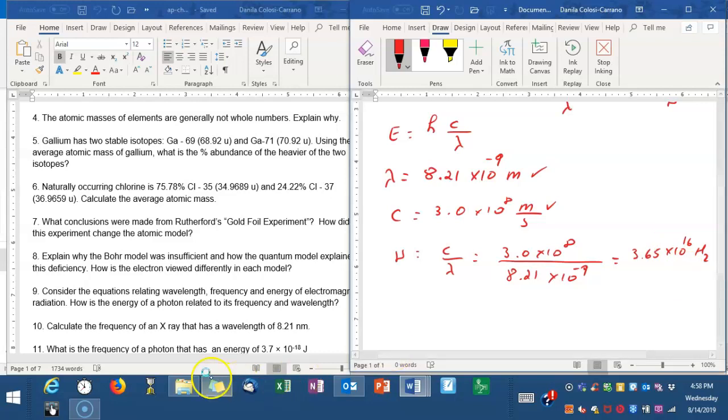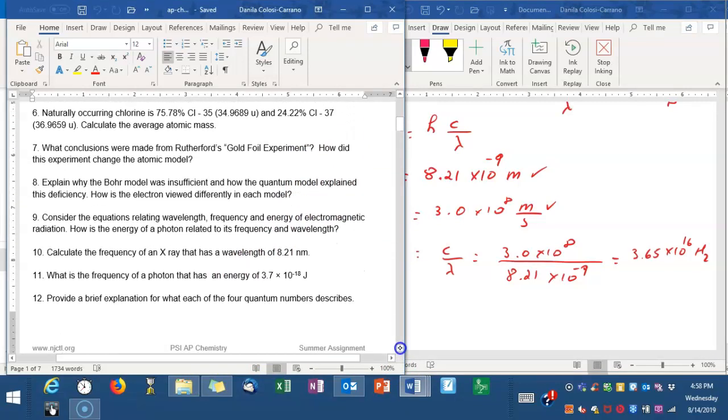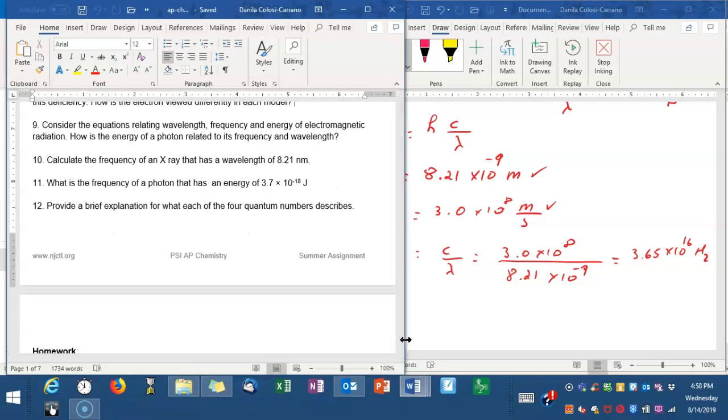Next one, 11. 11 says, what is the frequency of a photon?